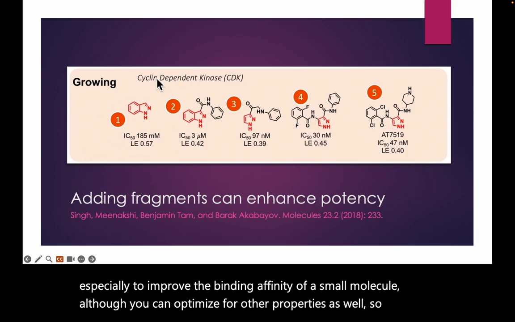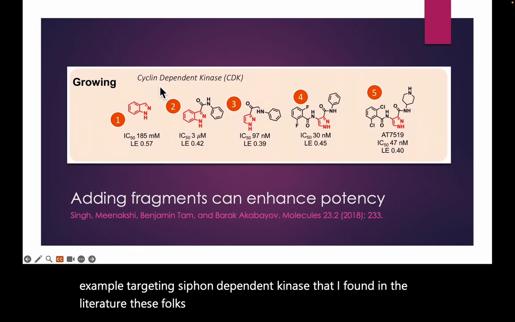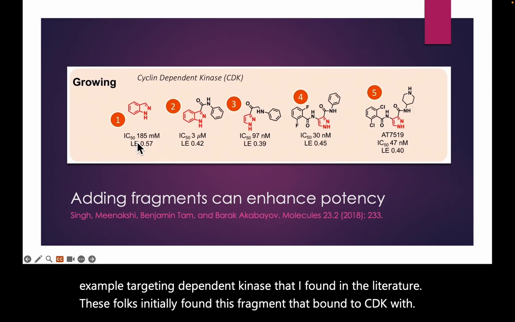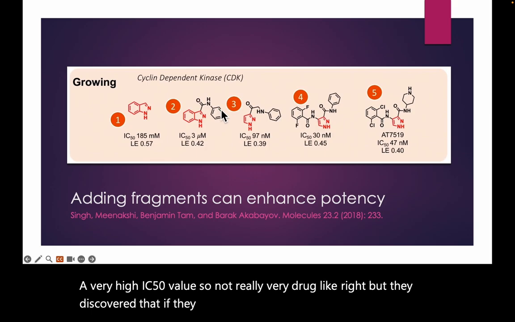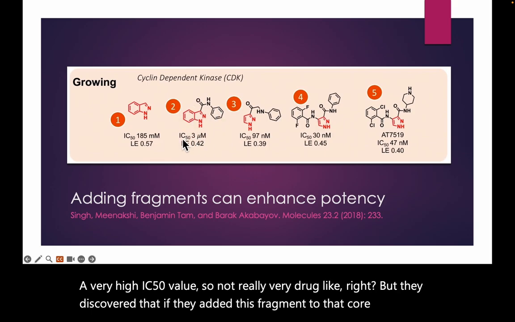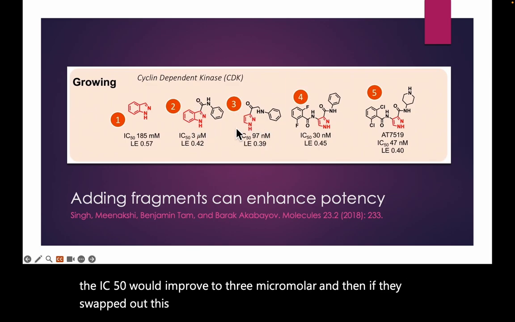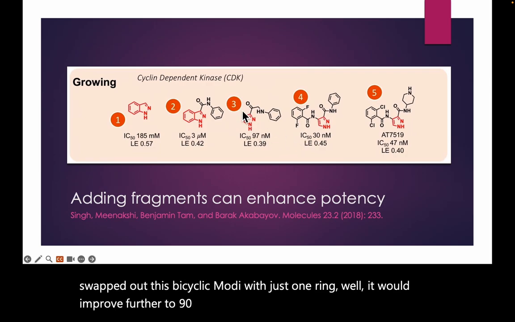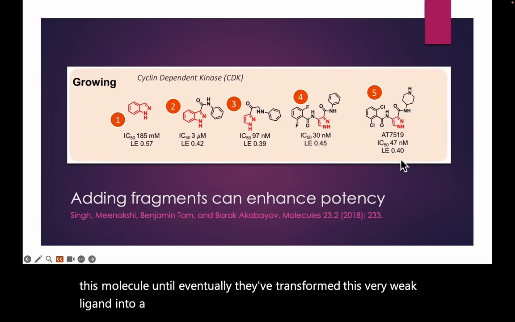So here's an example targeting cyclin-dependent kinase that I found in the literature. These folks initially found this fragment that bound to CDK with a very high IC50 value, so not really very drug-like, right? But they discovered that if they added this fragment to that core scaffold, the IC50 would improve to 3 micromolar. And then if they swapped out this bicyclic moiety with just one ring, well, it would improve further to 97 nanomolar. And they just iteratively modify this molecule until eventually they've transformed this very weak ligand into a molecule with an IC50 of 47 nanomolar.